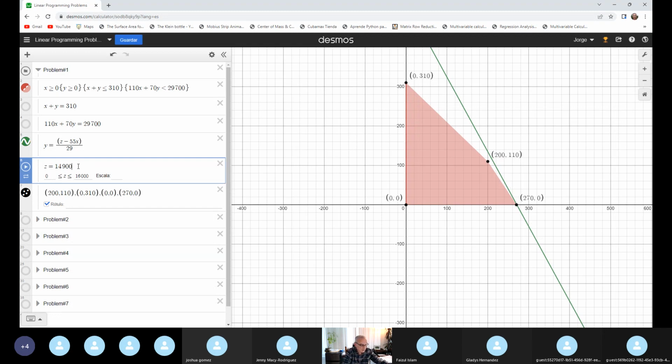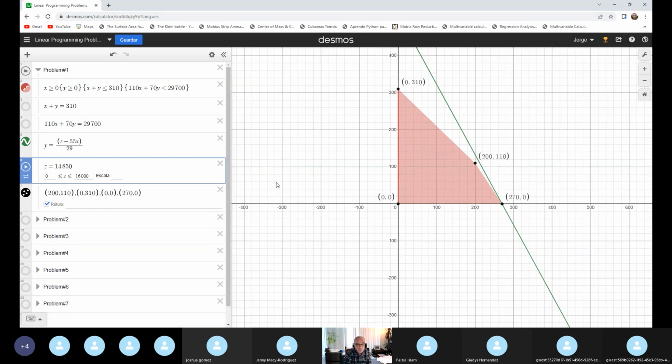Let me type it in directly, because using the slider is not accurate, you know. 14,850. Afterwards I want to explain by hand, bang, and you see, afterwards I want to show you on the board, guys, the computation of this, and you see the first point where the objective function, the green line, touches the feasible region is at the point 270,0.